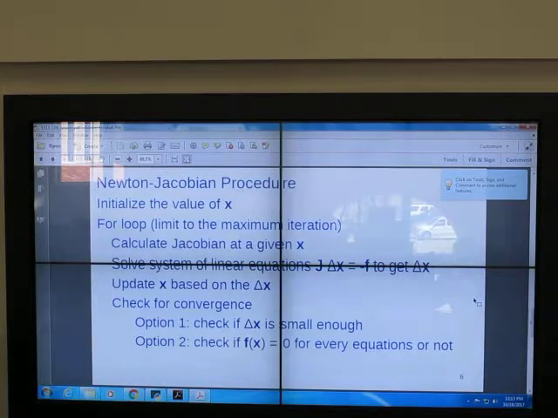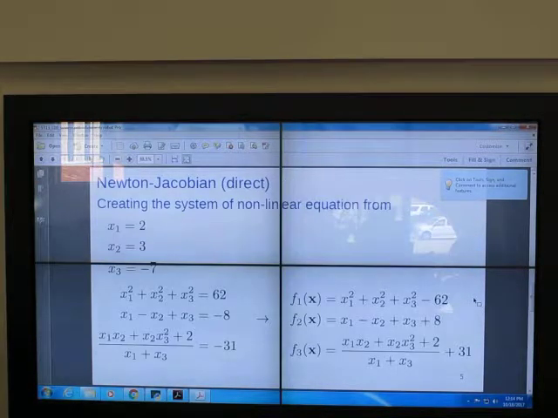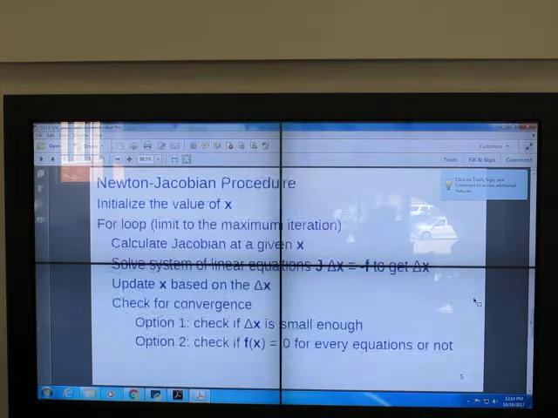Okay? Once you solve it, you get delta x, you update x based on the delta x that you obtain. Check for convergence. There are two methods to check for convergence. Method 1, which I don't suggest because it's expensive, is to substitute your x in here and check if the left hand side equals the right hand side or not. In this case, it's not expensive. So if you substitute your x in and the left hand side equals the right hand side, then you find the answer, right? That's one of the ways to check if you choose to stop your loop. Second method, which is cheaper, is to check if delta x is small enough.